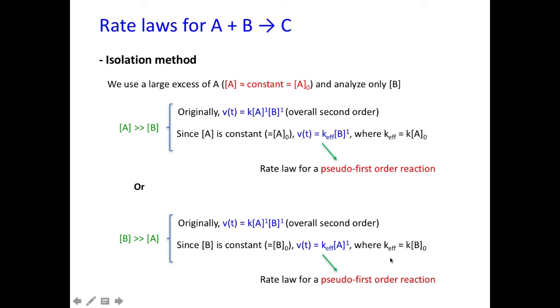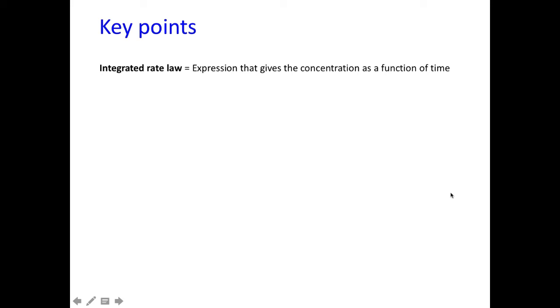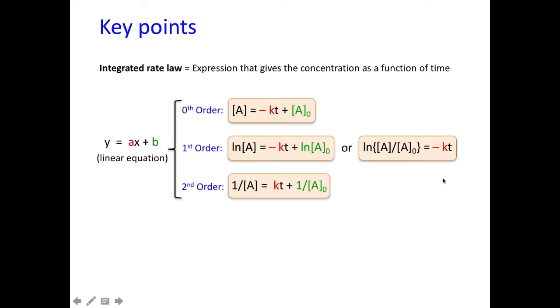Now, key points of this lecture: integrated rate laws can be used to give the concentration as a function of time. And there are different ones. If you have a zeroth order reaction, you have this expression, so the concentration is given by this expression. If you have a first order reaction, you can get this expression relating concentration and time, or you have this alternative expression. And if you have a second order reaction, you have this expression relating the concentration of A and the time.